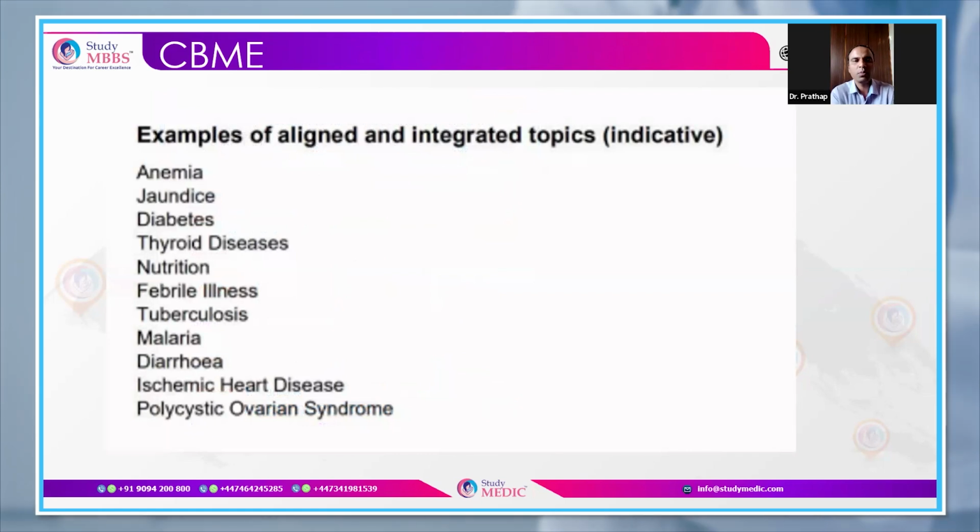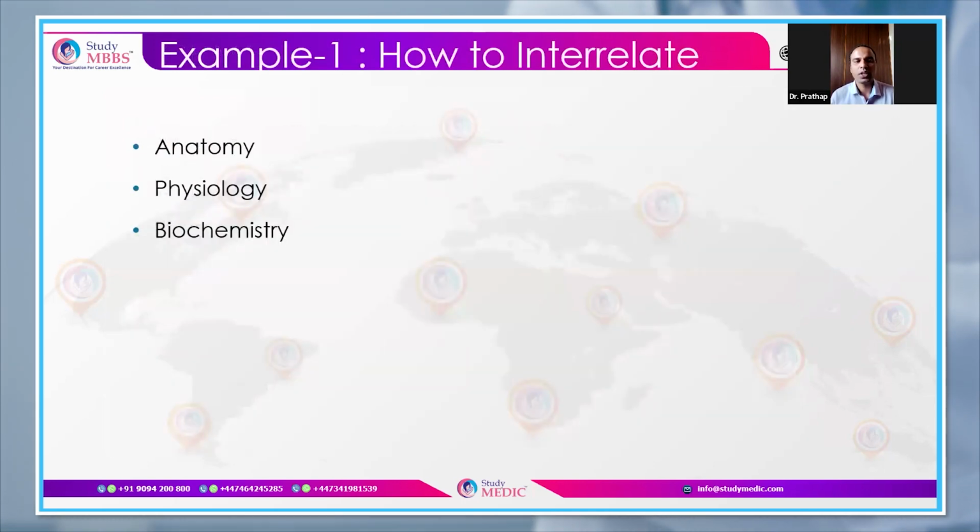The examples given by the NMC for CBME alignment and integration topics are anemia, jaundice, diabetes, thyroid disorders, nutrition, febrile illness, tuberculosis, malaria, diarrhea, ischemic heart disease, polycystic ovarian syndromes. There are n number of examples we can make out of the medical subject. These are just a few indicative examples. I have also taken a few of the examples and tried to integrate, so you'll understand the importance of integration.